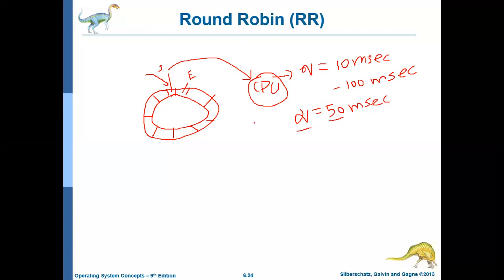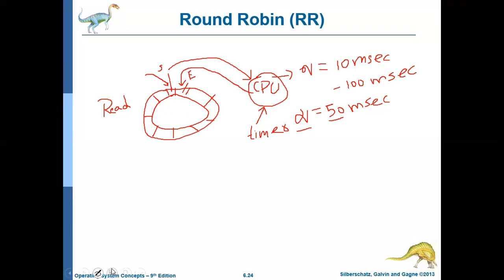Once this 50 millisecond time quantum is over, a timer interrupt will be triggered, stating that the time quantum for this process is already completed. So 50 milliseconds is over. Immediately, the operating system will take this process and keep it at the end of the ready queue. So this is the ready queue, which we are considering as a circular queue. This is how this algorithm works.